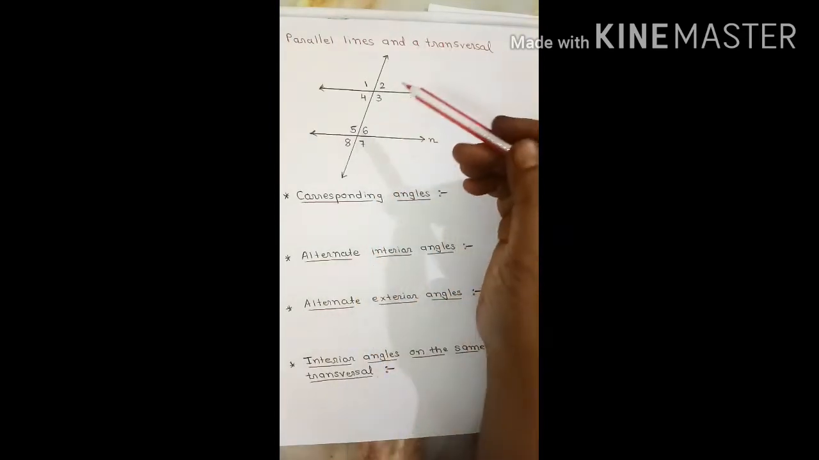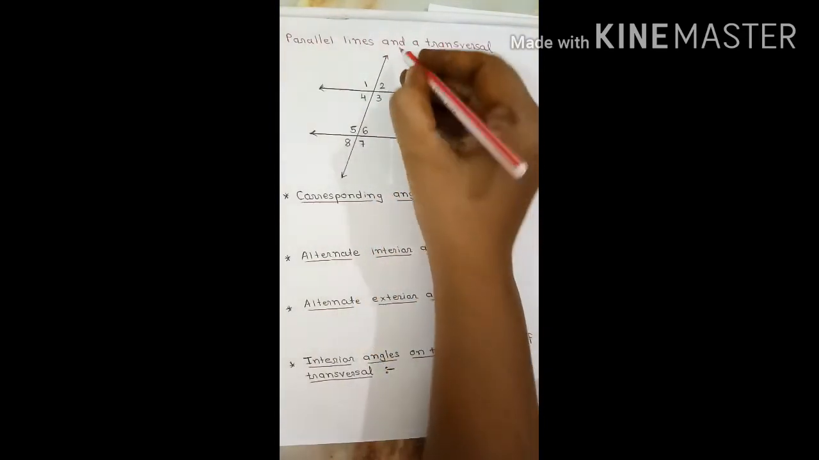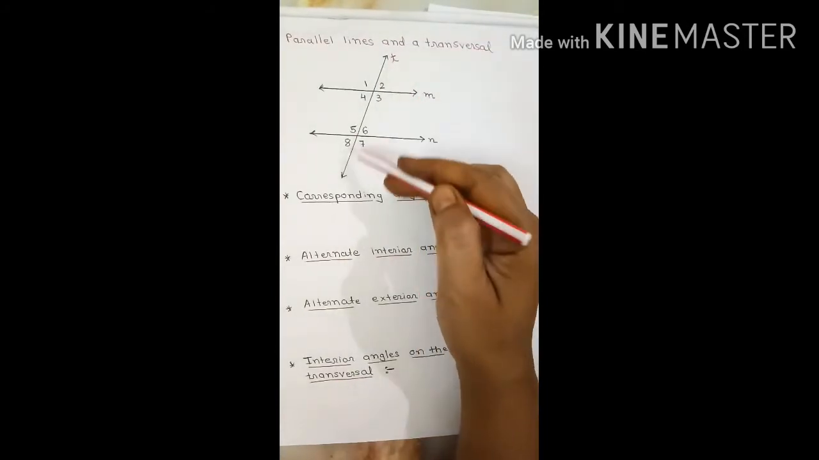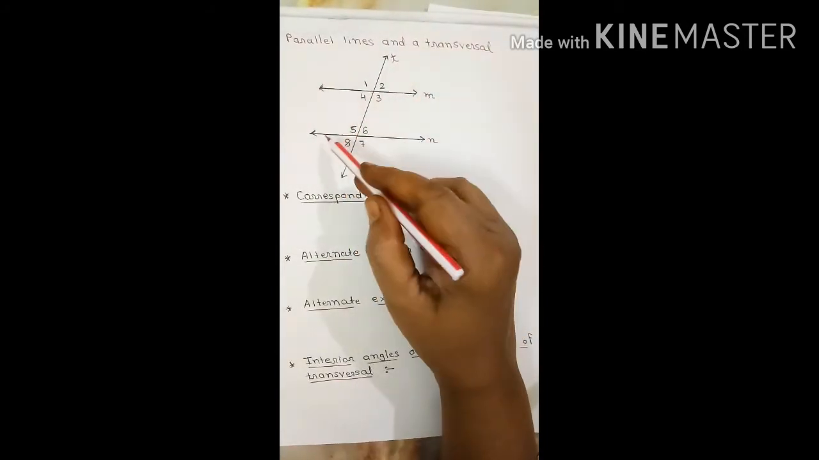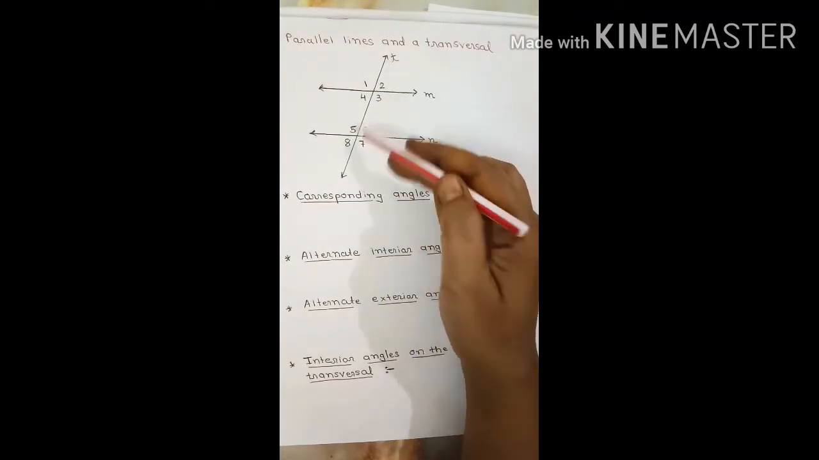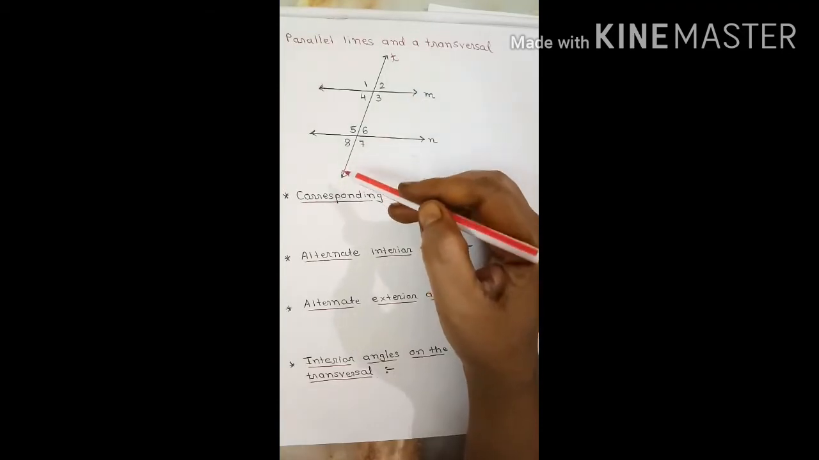And a transversal. What is a transversal? A transversal is a line. So this is the transversal, I am denoting it by T. A transversal is a line which intersects two distinct lines in two distinct points. Such a line is called a transversal.